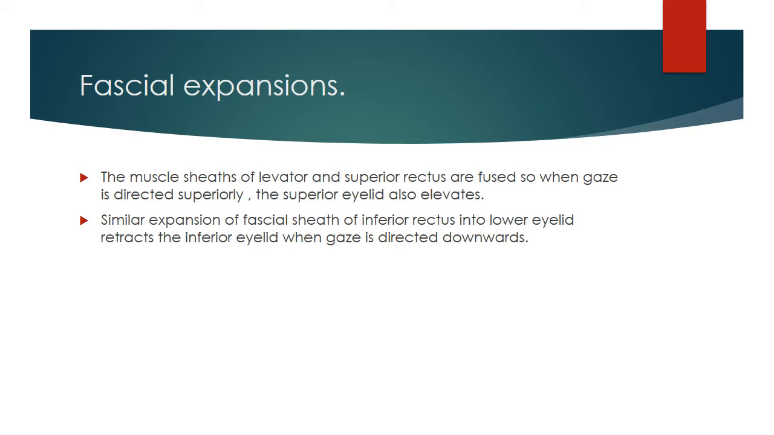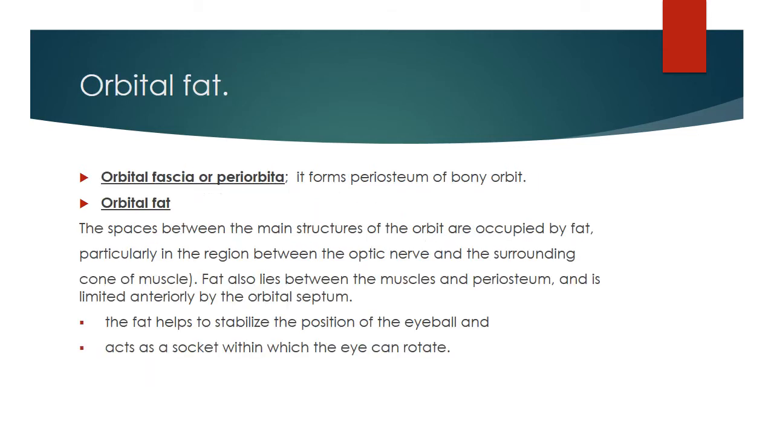It is also called inferior check ligament, and this expansion retracts the inferior eyelid when the gaze is directed downward. The next is orbital fascia or periorbita. It is simply periosteum which covers the inner aspect of the bony orbit, and it is called periorbita or orbital fascia. Then after the connective tissue we have orbital fat.